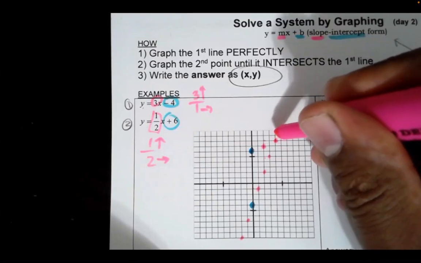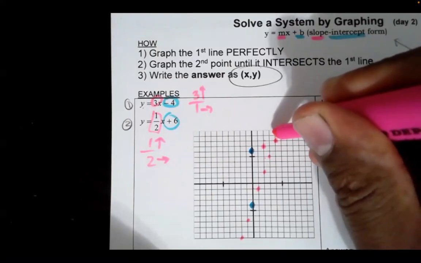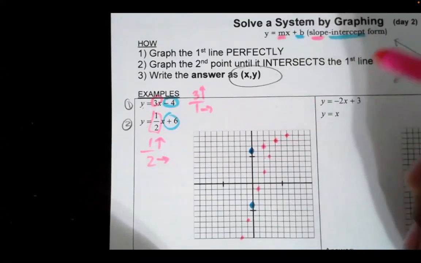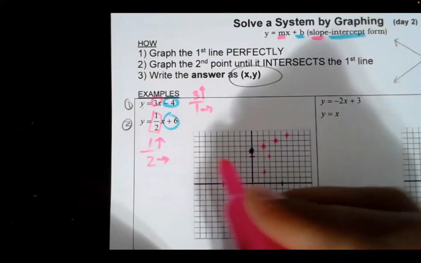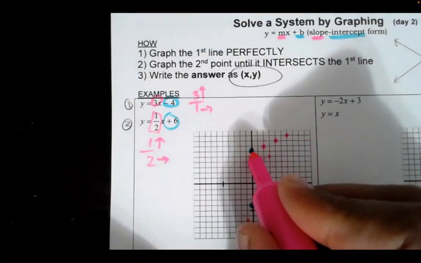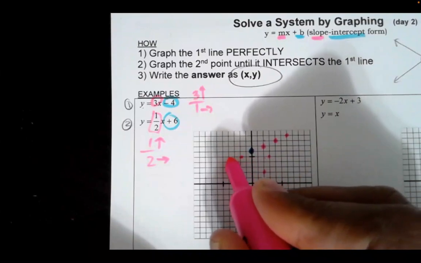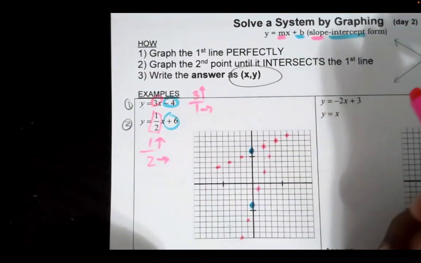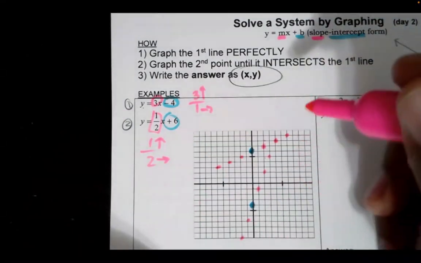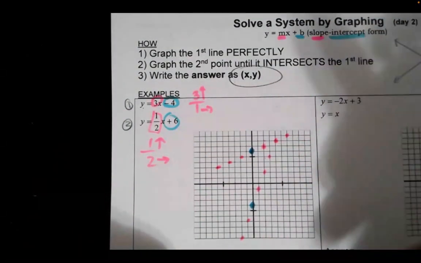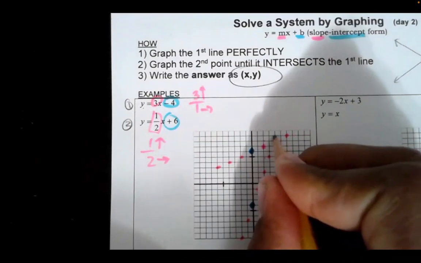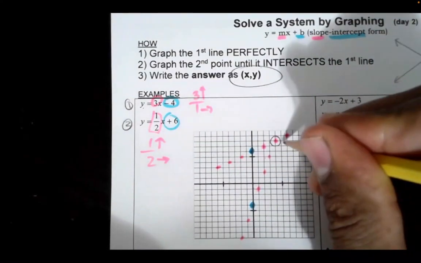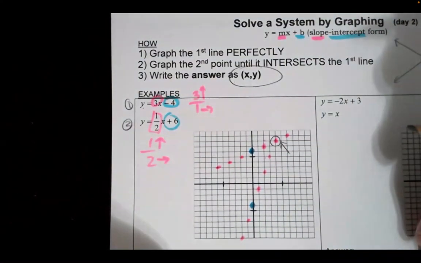I'm going to do a couple more points going to the right, up 1, right 2. That's good for that. And then I'm going to go back a few the other way: down 1, left 2, down 1, left 2, down 1, left 2. Again, the reason I'm doing more points is to make sure I get a straight line. But what I'm actually looking for, and my answer, is going to be that point right there. That is actually my solution.